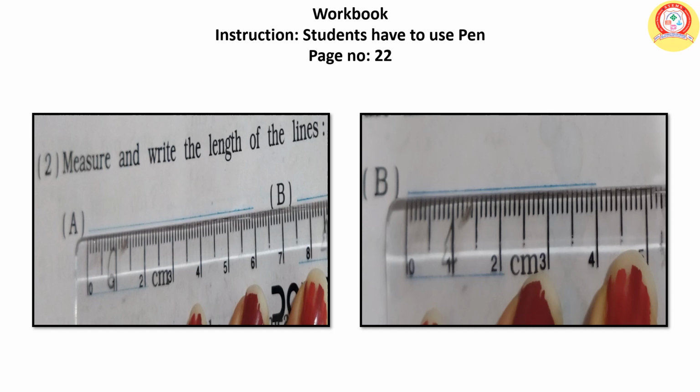Question number 6. Do as directed, in that second one. Measure and write the length of the lines. A1. For that, children, take a ruler and measure the length of the line. What will be the length of the line? It's 6 centimeter. Okay, children. Now let's move to the B1. In B1, children, again you have to take a ruler and measure the length of the line. So what will be the answer, children? It is 4 centimeter. Okay, children.